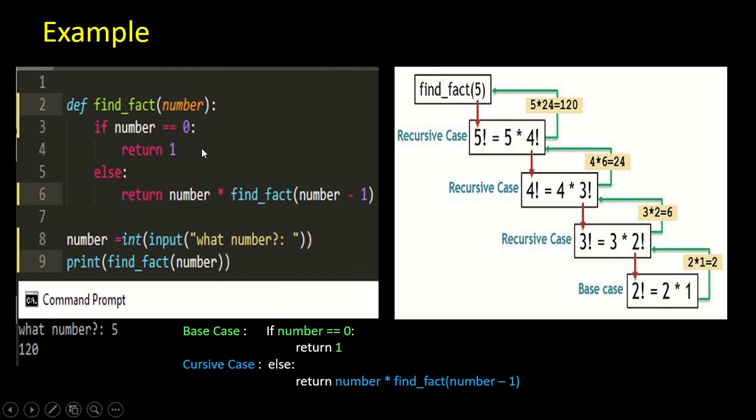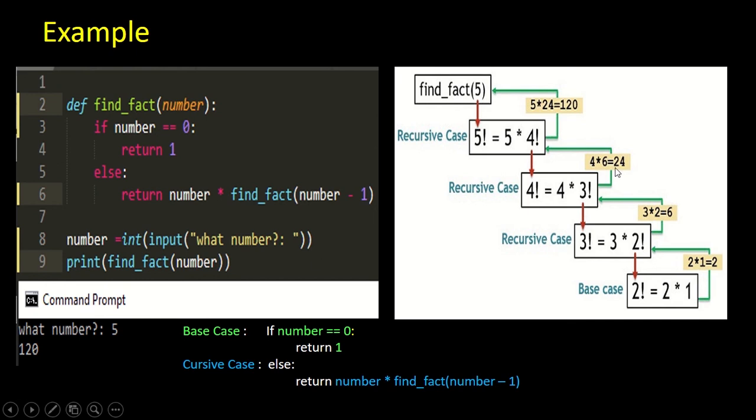So in our program right here on the left side, our base case is: if number is equal to 0, then return 1. Then our recursive case is: return number times the same function called again with a different input, so number minus 1. So it runs the process again and again until it gets to the last number, 0, then it returns 1, then returns back and back again.